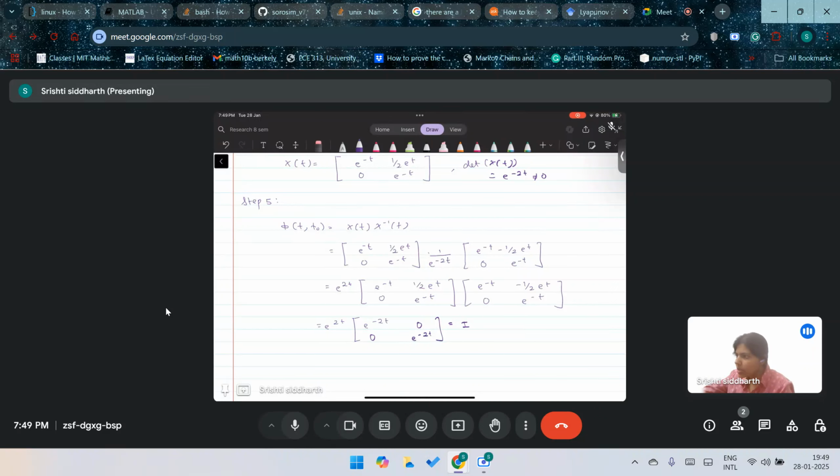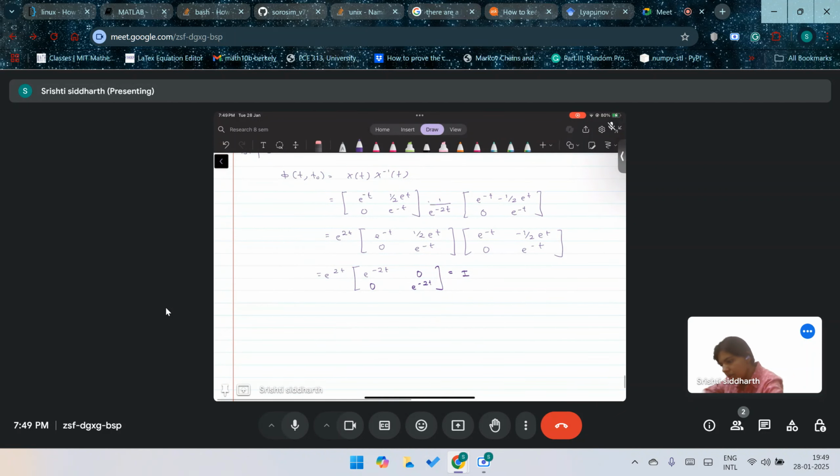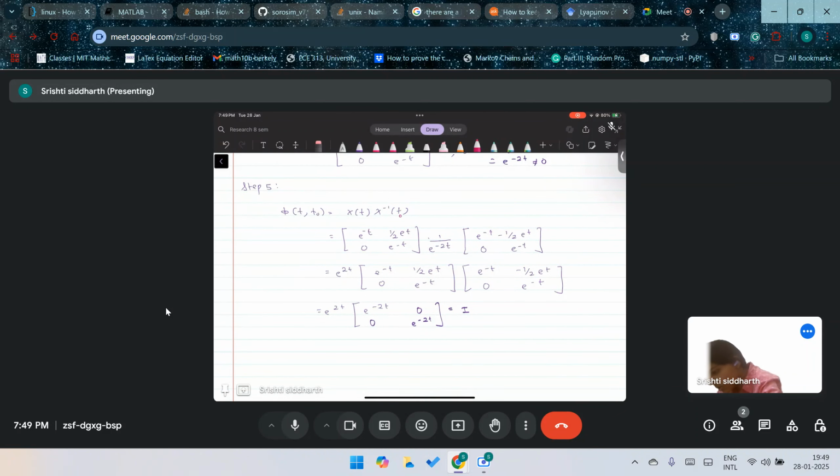Alright, so this is the state transition matrix. I see. So this has to be computed at t naught. So we cannot simply do that actually. So let's see.